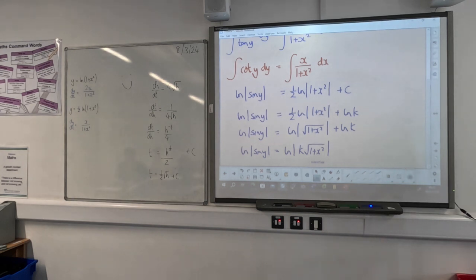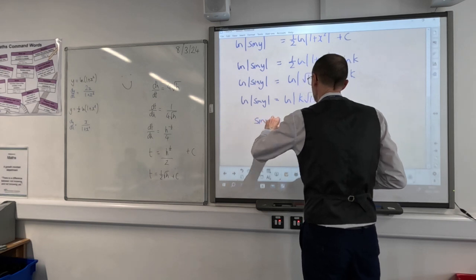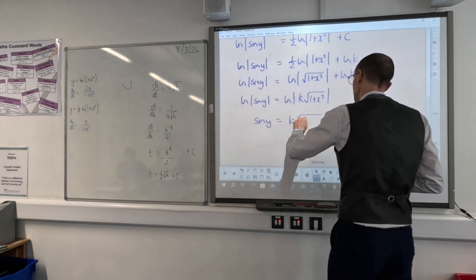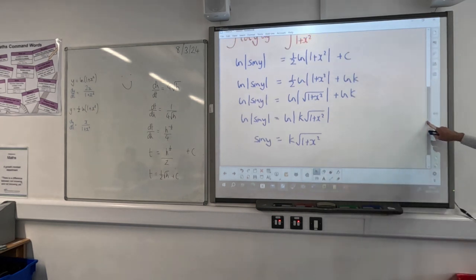And then I can just unlog both sides. So we get sine y equals k. And that is as far as this particular exercise takes it.